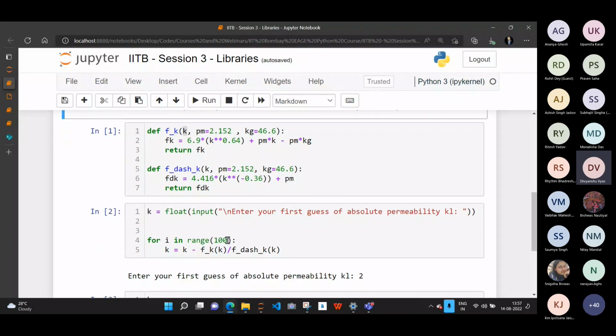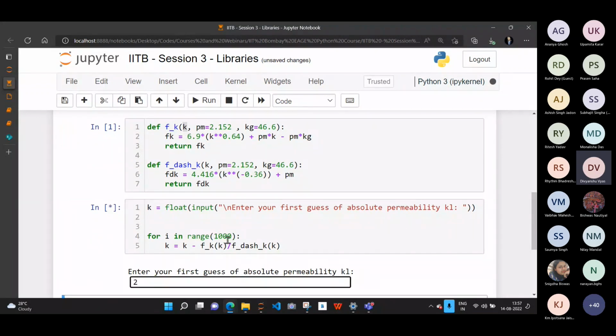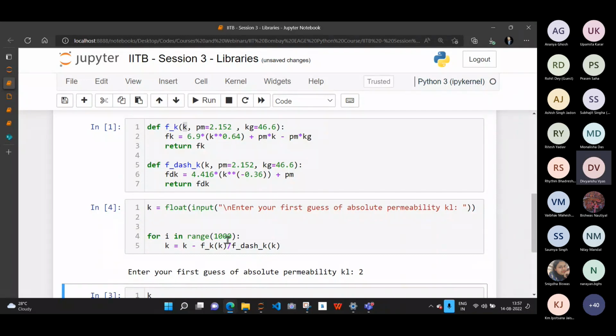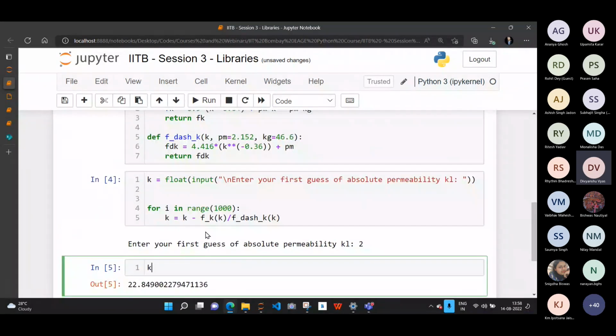Now if I repeat this for, let's say, 1,000 iterations, and I provide the same initial guess, press enter. Let's see what k is now. You can see now it is not improving that much, which means even if you went from 100 to 1,000 iterations, it did not make much sense.